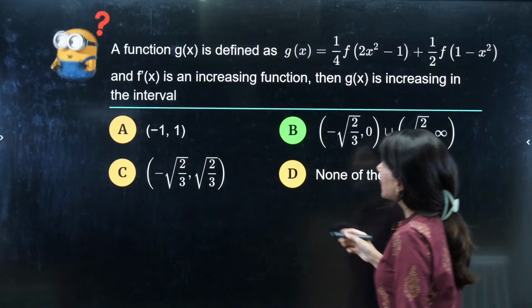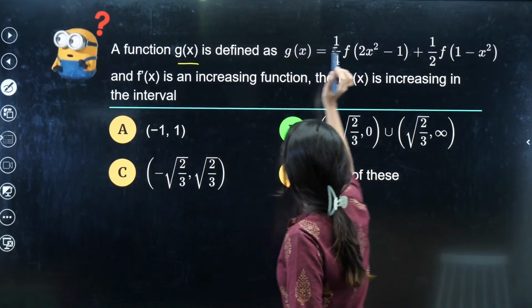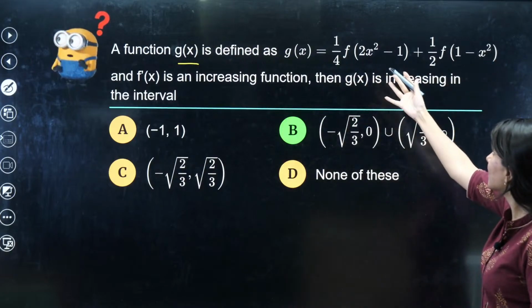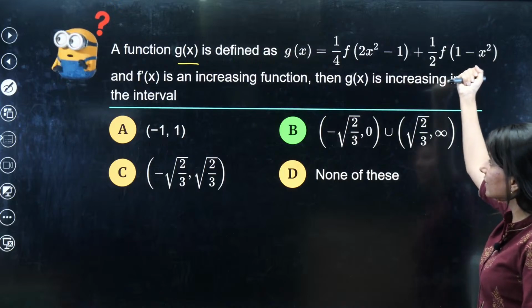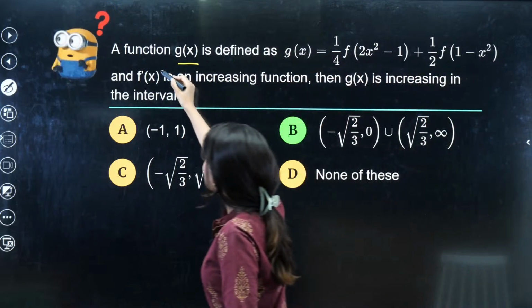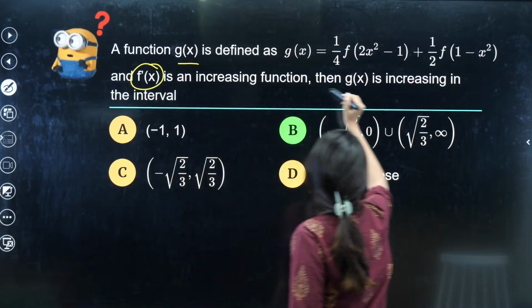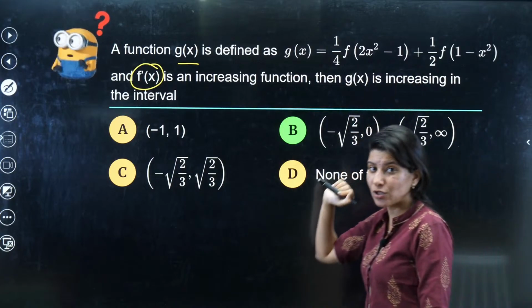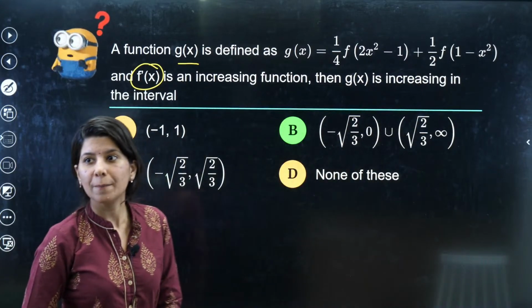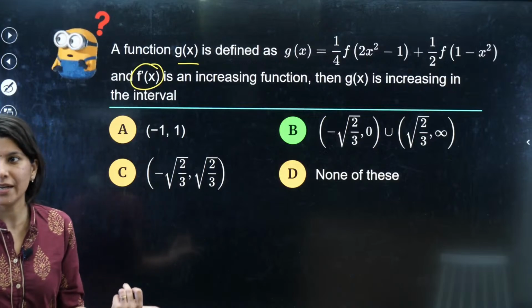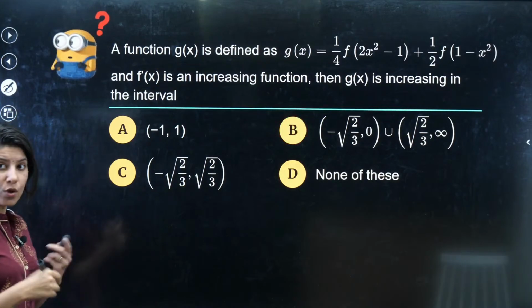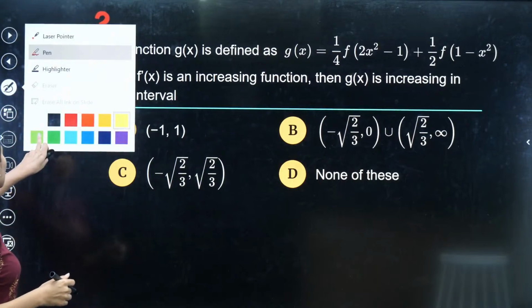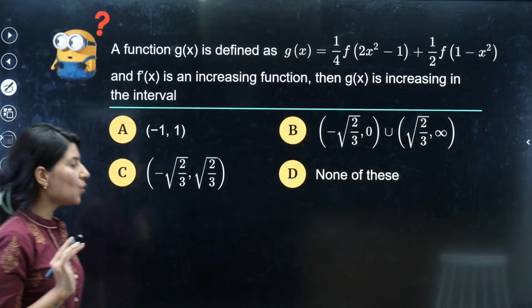The question says that we have a function g(x), and g(x) is given in terms related to f(x). Now, f dash is an increasing function, then g(x) is increasing in which interval? Before I get into more details, I just want you to know one thing.